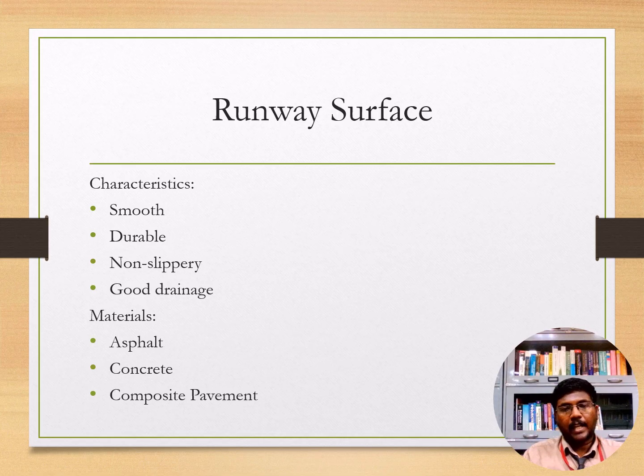Drainage systems are classified into two different types: surface drainage and subsurface drainage system. Next we see about what materials are used for runway surface. There are different types of material used. Apart from that, we can follow two different types of material. They are concrete as well as composite pavement.